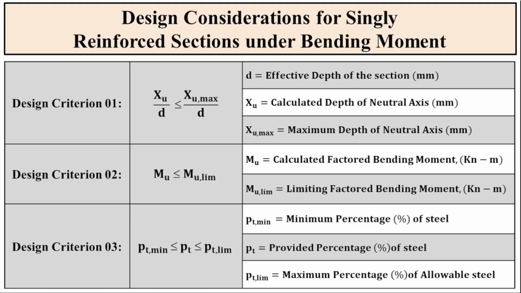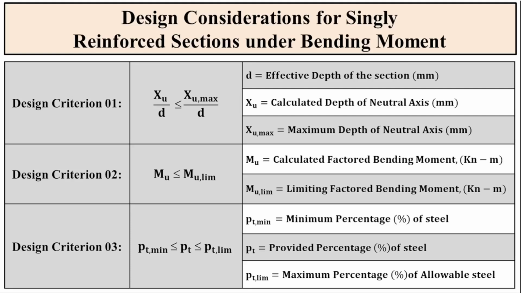Design Criterion 02. The second criterion focuses on the moment capacity. We check that the calculated factored bending moment, Mu, is less than or equal to the limiting factored bending moment, Mu lim. This ensures the section can resist the applied bending moment. Mu is the calculated factored bending moment, in kilonewton meters. Mu lim is the limiting factored bending moment, in kilonewton meters.